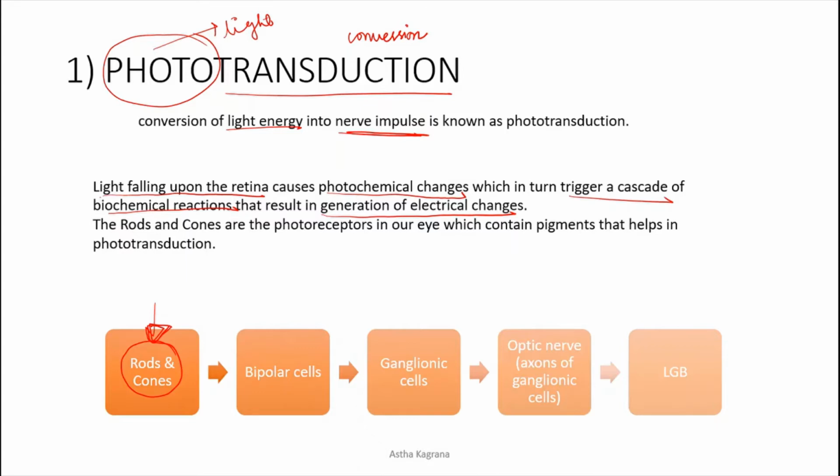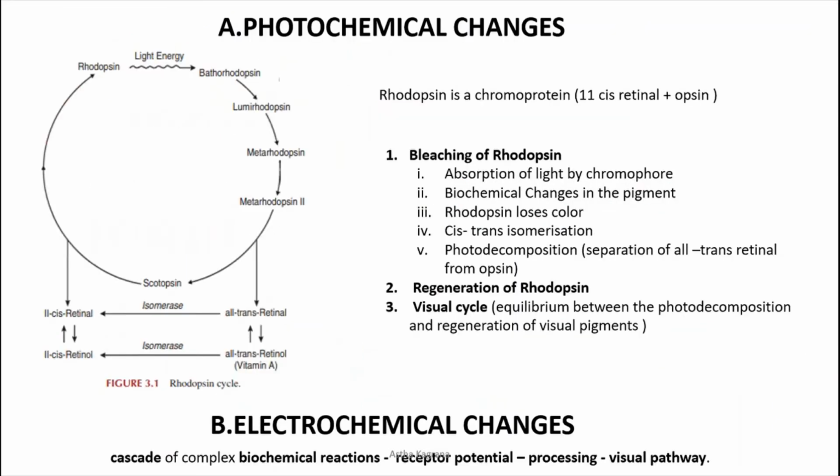After that, this electrical energy will be transmitted to the bipolar cells, then to the ganglionic cells, and the axons of the ganglionic cells form your optic nerve. Through the optic nerve, this electrical impulse will be transmitted to the lateral geniculate body, which will finally transmit it to the visual cortex. So this is just a basic overview of phototransduction, conversion of light energy into nerve impulse. Now let us learn individually what are the changes involved in phototransduction.